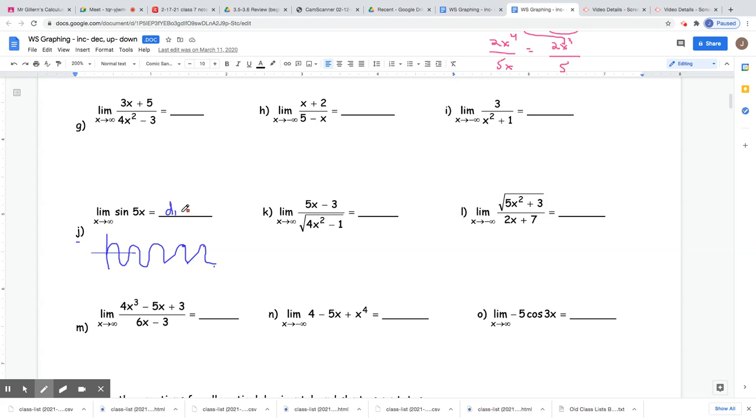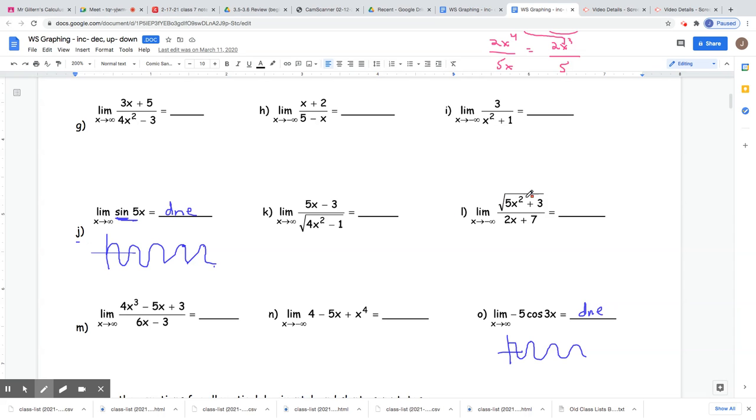So when we don't have a limit, we say DNE, does not exist. Anytime you have a limit of a sine that's going to positive or negative infinity, it does not exist. Cosine is the same thing. The only difference is it starts up top, but the same thing happens. So if you see a limit with a sine or a cosine, it's always DNE, as long as the limit is going to infinity, which we are doing right now, or negative infinity.